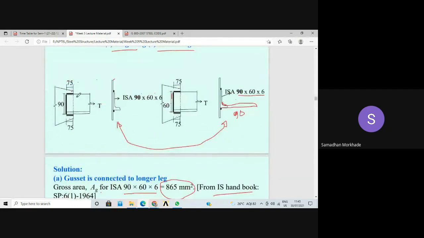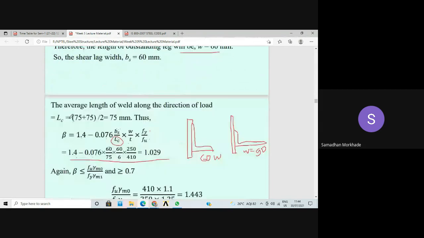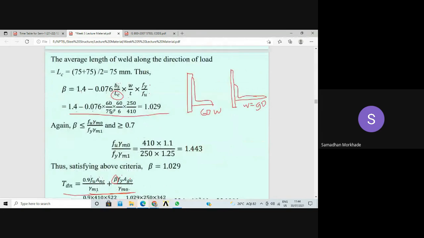This is the length. This is also a welded connection, but it is perpendicular length, so it is not going to be sheared off. We only have to consider the length of weld in the direction parallel to the load. Now look, this is 75 mm length of weld, this is 75 mm length of weld, so we have to take the average length. See LC, this is 75.